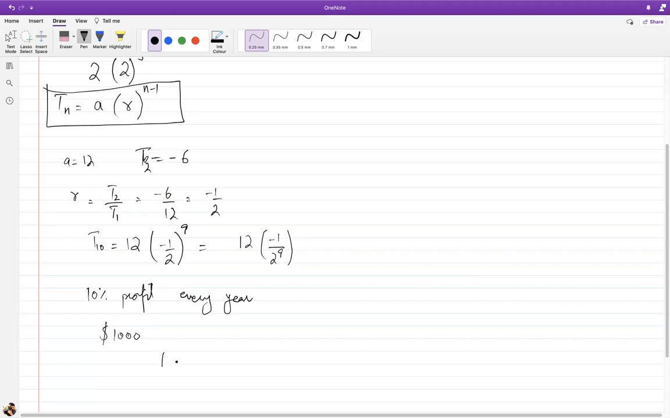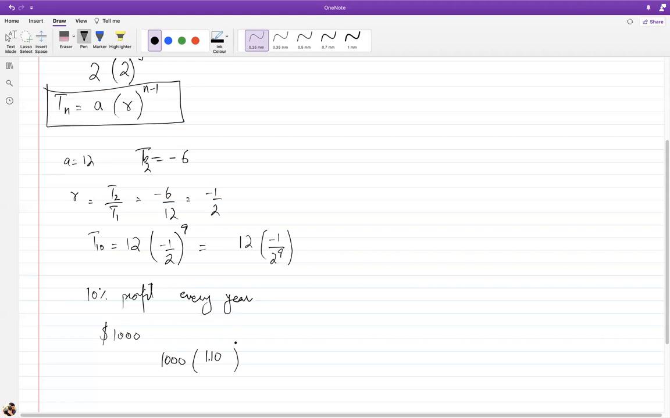So I'll say, okay, I'm starting with 1,000, and every year, what is the ratio? I'm getting 10% profit, which means I'm getting the original 100% and 10% extra on that. So that means every year I'm getting 110%. So that can be written as 110%, or I can simply convert it and write that this is basically 1.1, which is 1 as the original and 10%, which is the profit.